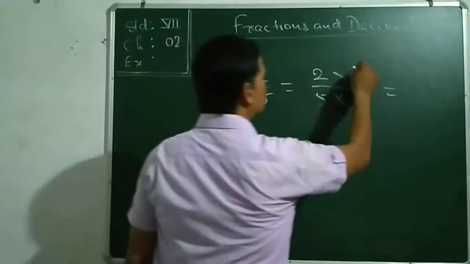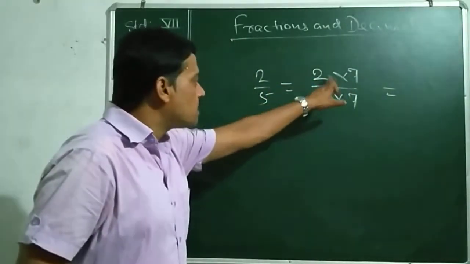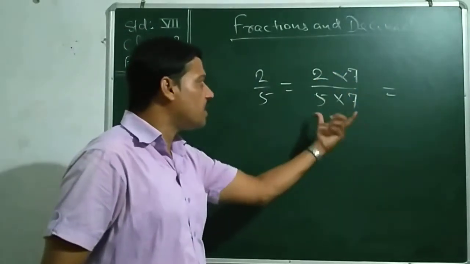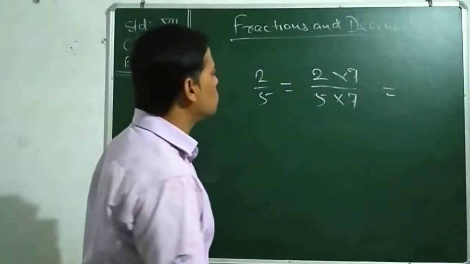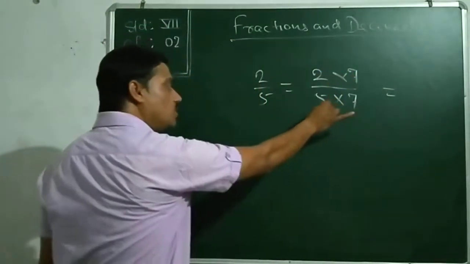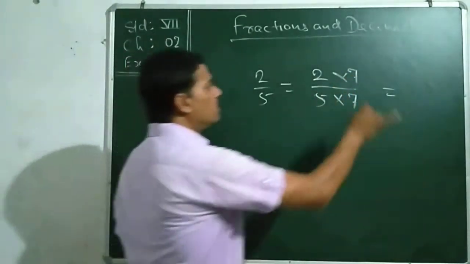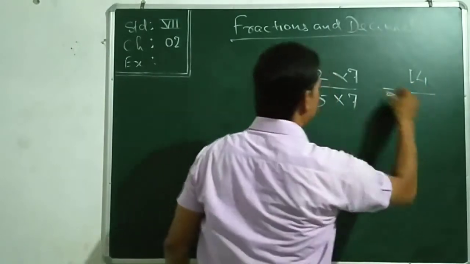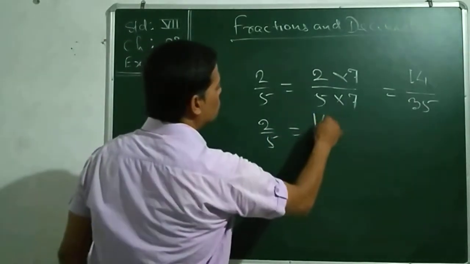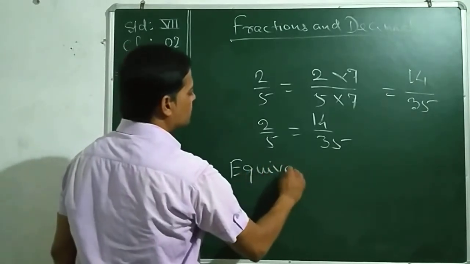That is, consider 7. 2 is multiplied by 7 in the numerator and 5 is multiplied by 7 in the denominator. So 2 is multiplied by 7 as well as 5 is multiplied by 7. Both numerator and denominator are multiplied by the same number. It will give you the equivalent fraction. Hence 2 by 5 is equal to 14 by 35. These are called equivalent fractions.